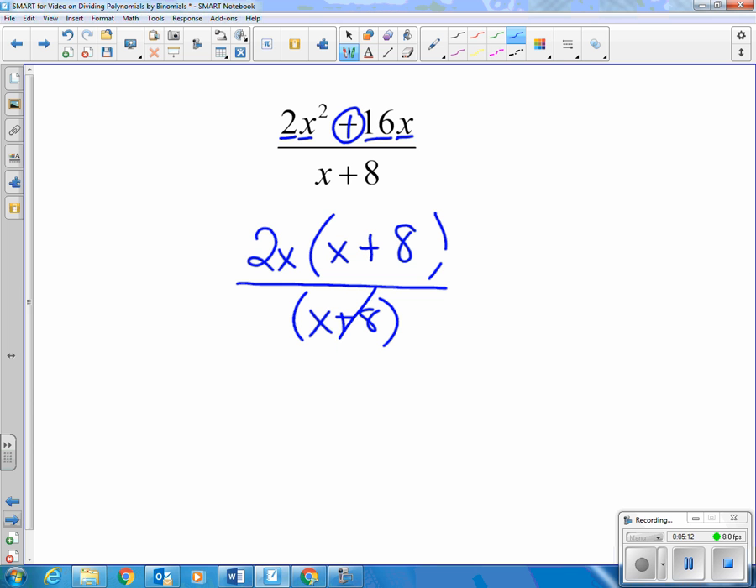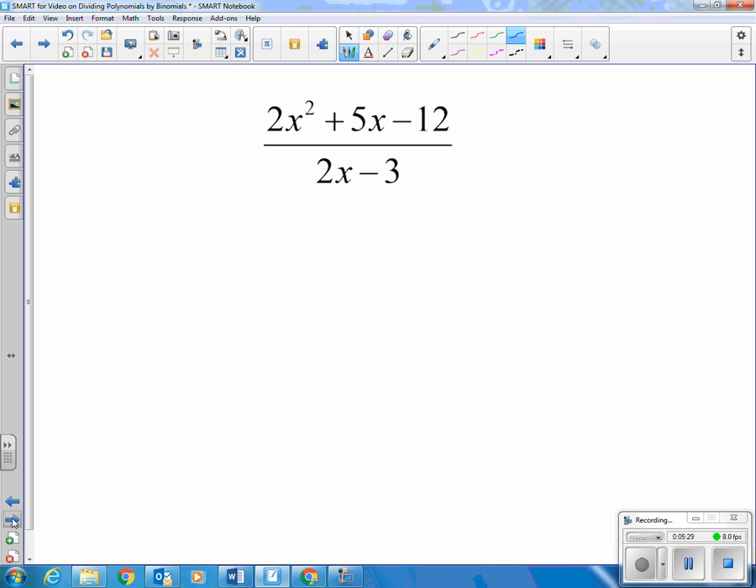So again, I can cancel out, and I get 2x. This is my answer or my quotient for that problem. And again, don't forget, we do have to factor out the greatest common factor. A lot of people are leaving the variable off. Make sure that you're taking the number and the variable if you can. All right, we have one more here.